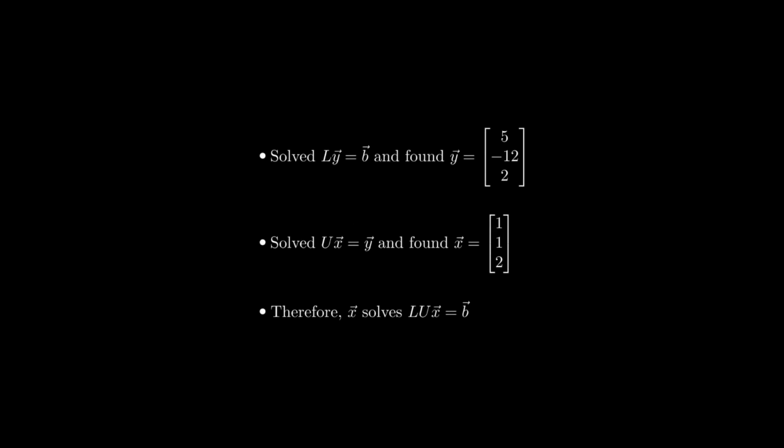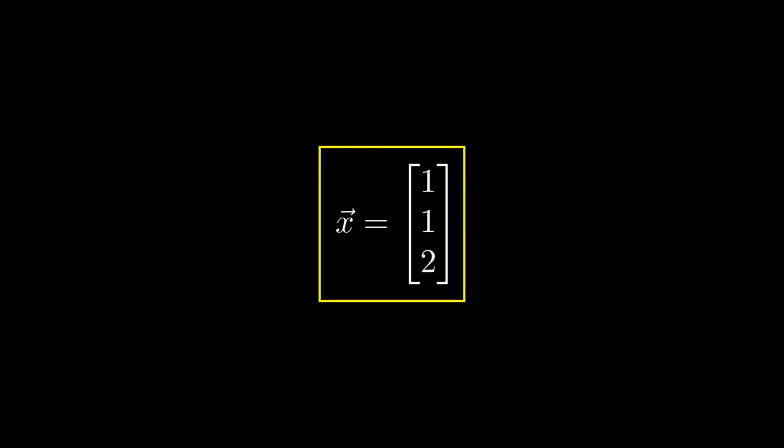And so what we've done is we found some vector y, used that to find our solution vector x, which then solves LUX equals b. And as we can see, our final answer is the solution vector 1, 1, 2. And that's all I have for this video. That's the LU decomposition in a nutshell, if you will.